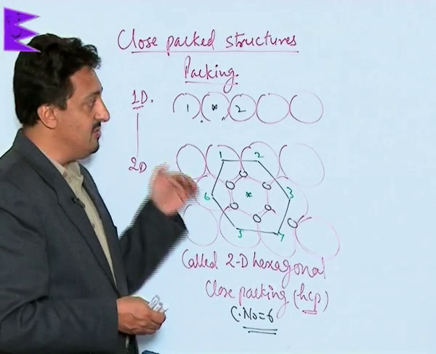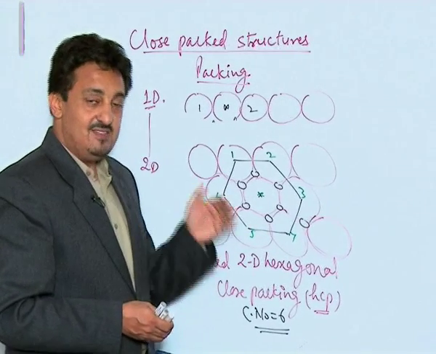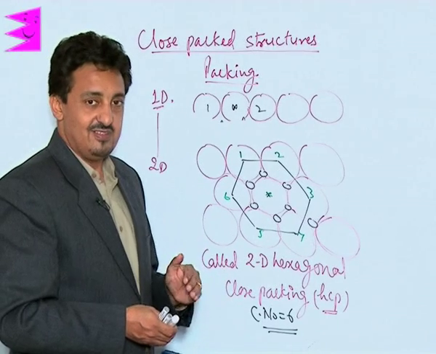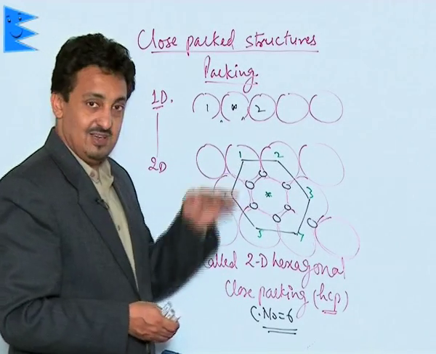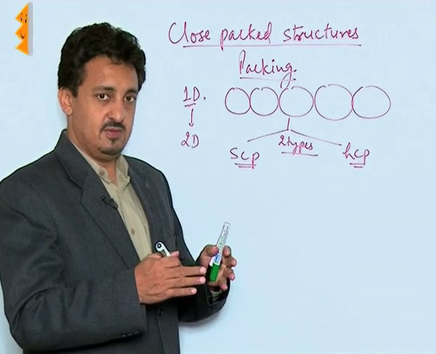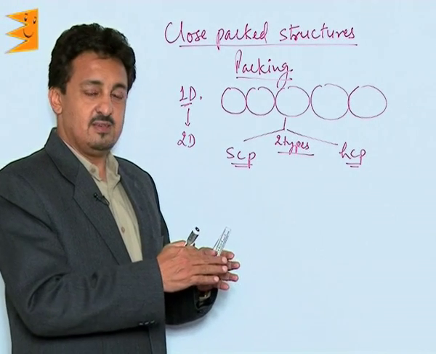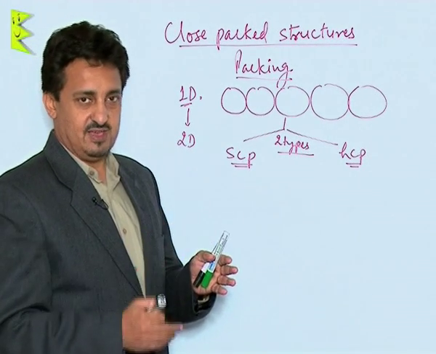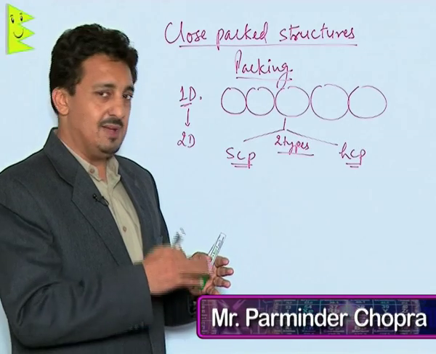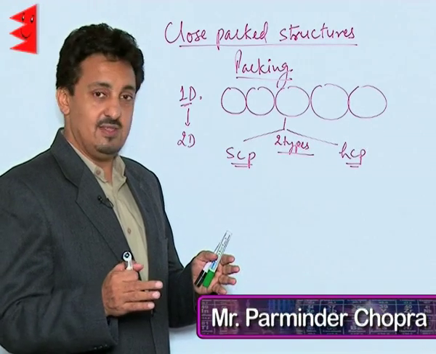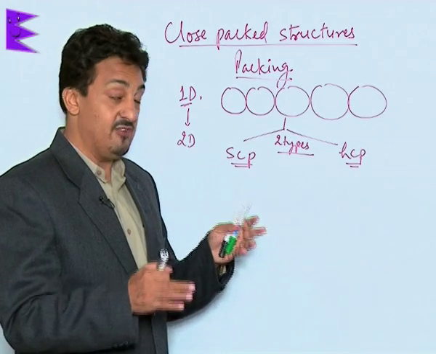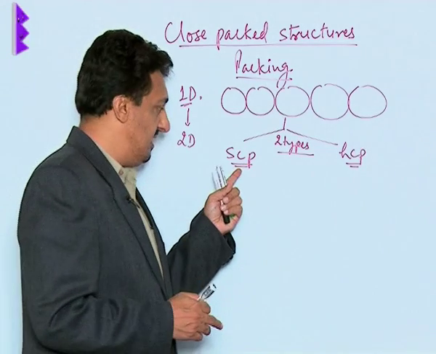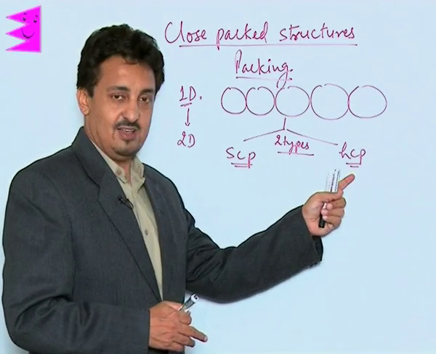Now let us see how these two types of packing change to a three-dimensional system when we put a layer of other particles above this layer. Now let us see how the two-dimensional packing is changed to a three-dimensional packing. For a three-dimensional packing, we will be putting another layer of particles above this first layer of particles, which are arranged in two ways, the square close packing or hexagonal close packing.